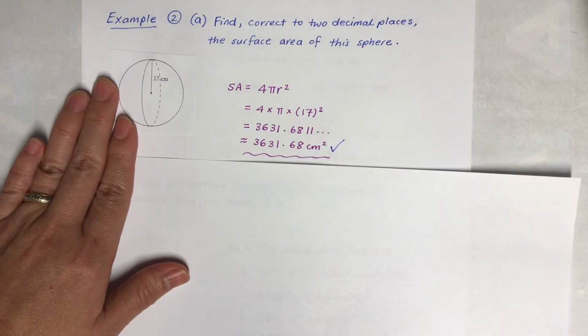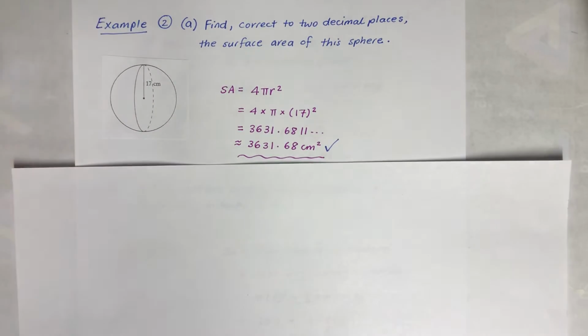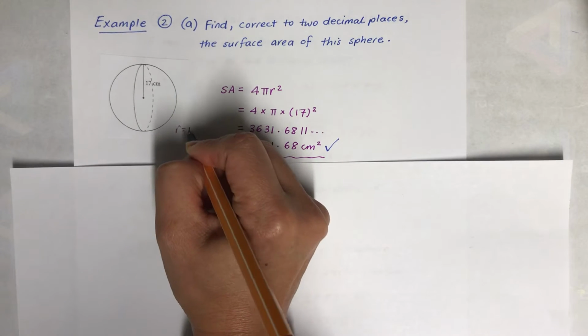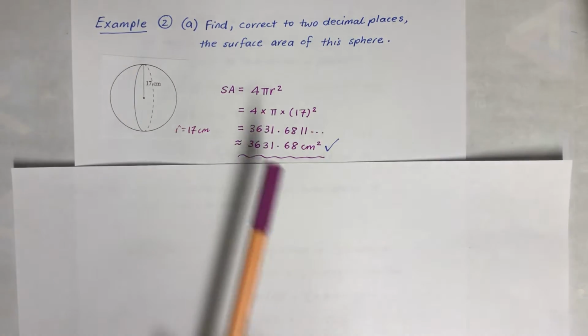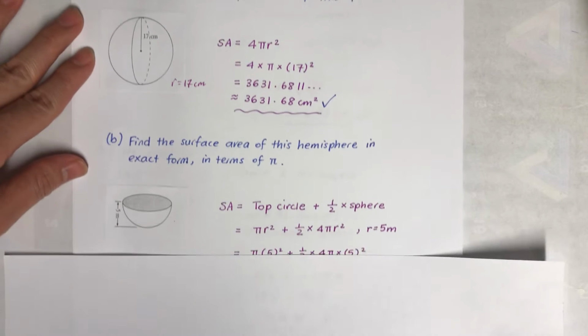Let's have a look at the sphere one. Okay, sphere, part A: find, correct to 2 decimal places, the surface area of this sphere. My radius r is 17 centimeters, and again the surface area of a sphere is 4 pi r squared. So 4 times pi times 17 squared, and it says answer to 2 decimal places, so my answer is 3,631.68 centimeters squared. That wasn't too bad.